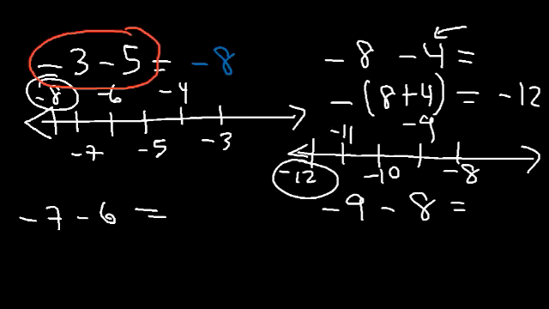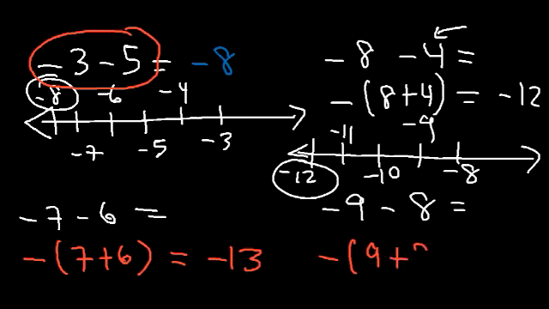So -7 minus 6 is the same as 7 plus 6 with a negative on the outside. 7 plus 6 is 13, so this is -13. And this is going to be negative, and then 9 plus 8. So 9 plus 8 is 17, so this is going to be -17.